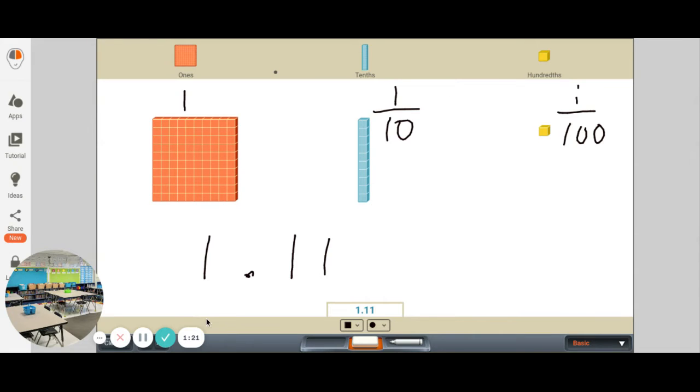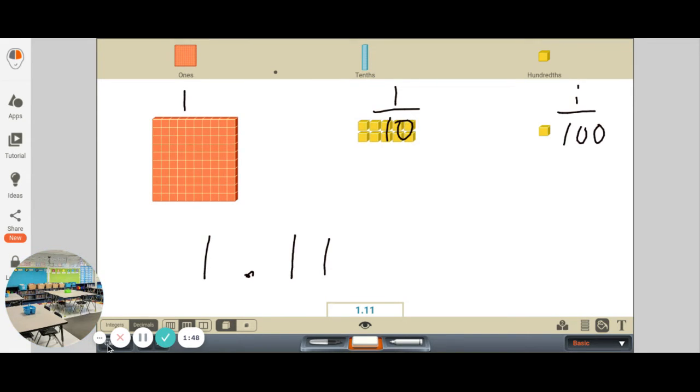So that would be 1 and 11/100ths, because this 10th, if we separate it into 100th pieces, we know that there are 10 in a 100th piece. So we could change this. If we were to break this apart, we know that that is equal to 10 of these. So now we have 11/100ths, which shows your 11/100ths here.